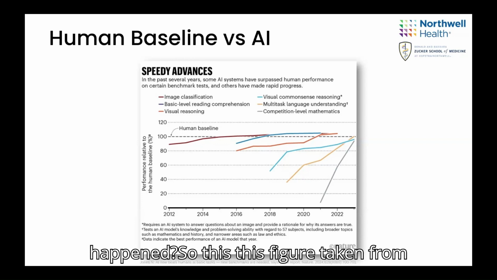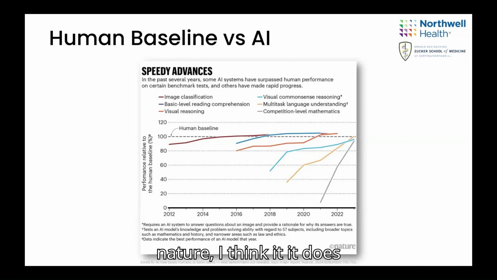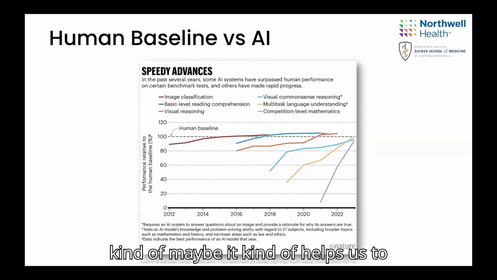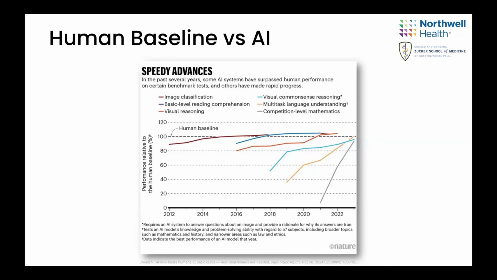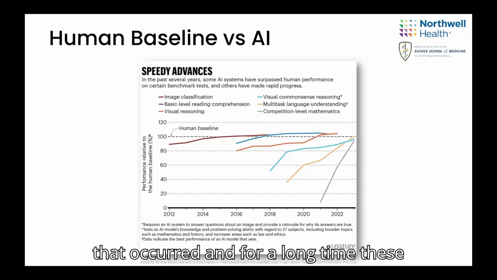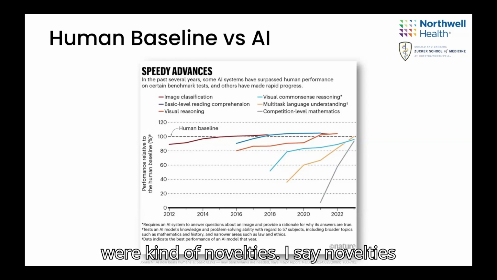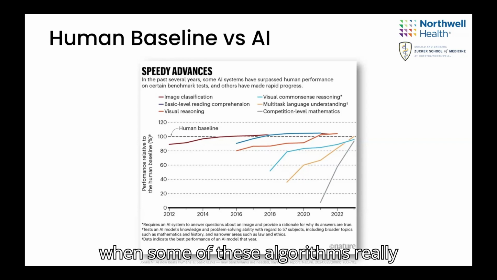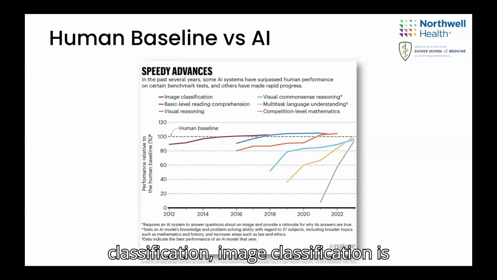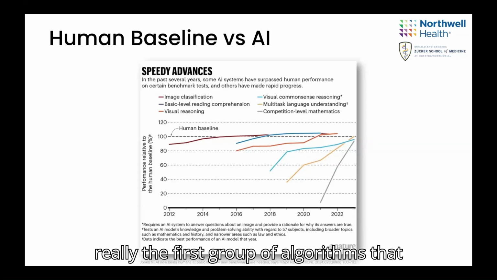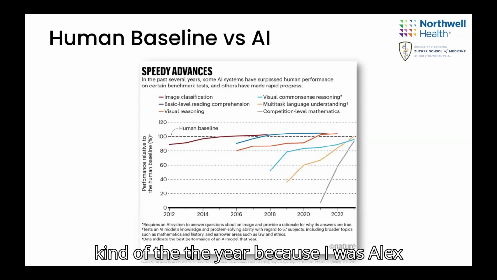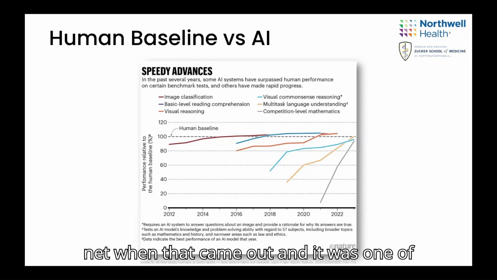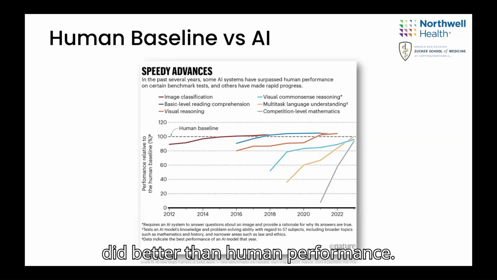So what exactly happened? This figure taken from Nature, I think it helps us to understand, because what it's showing is some of the task-specific benchmarks, and for a long time these were kind of novelties. I say novelties because human performance always vastly outstripped what algorithms could do. And then in about 2014 or 2017, this is when some of these algorithms really took off. Image classification is really the first group of algorithms that took off. Really 2014 is the year, because that was AlexNet when that came out, and it was one of the times that these algorithms really did better than human performance.